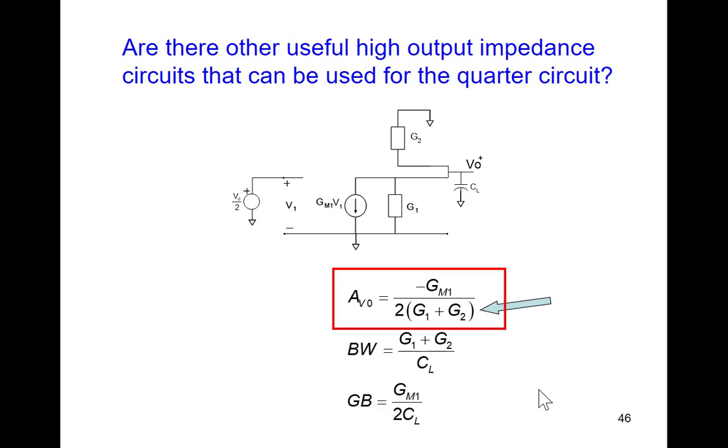Well, we had pretty good luck here working with simple circuits and coming up with operational amplifiers. By the way, if you go in your textbook, these amplifiers we talked about, they're all part of what they call the high-performance op amps that are discussed in your textbook. Are there other useful high-output impedance circuits that can be used for the quarter circuit? Let's keep playing this game as long as we can.